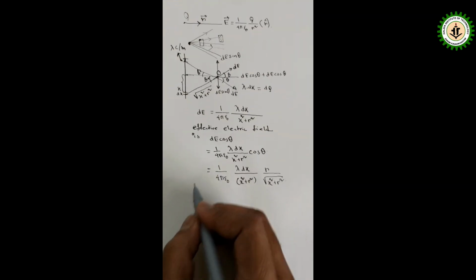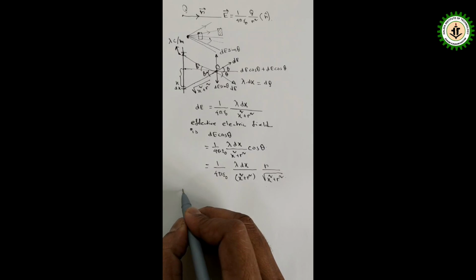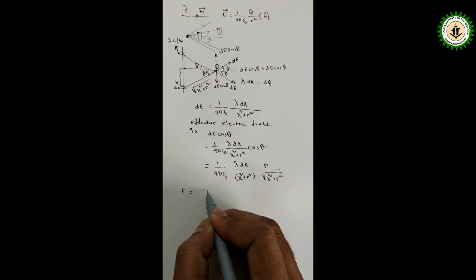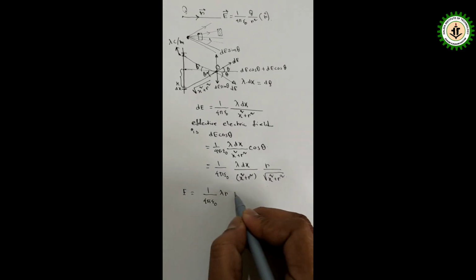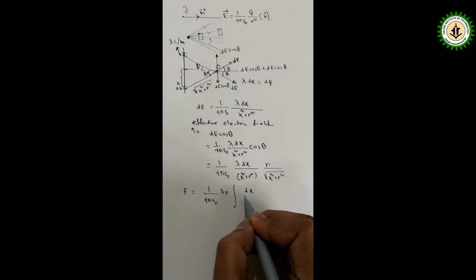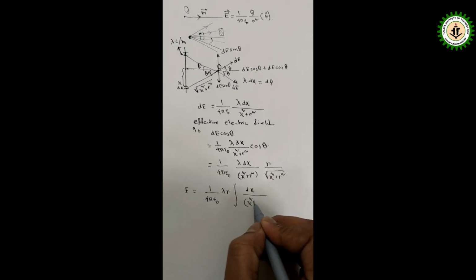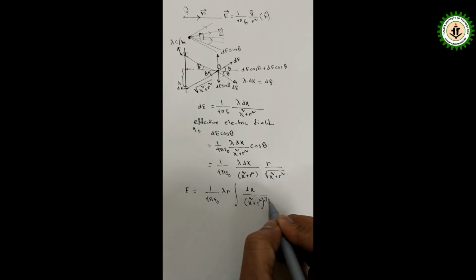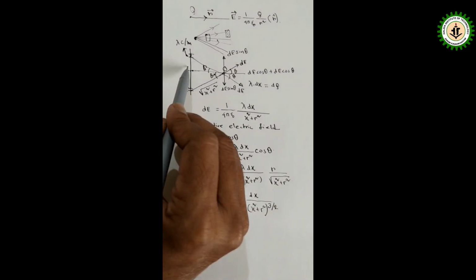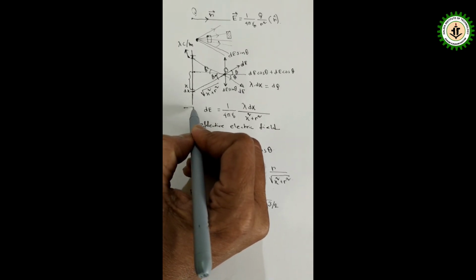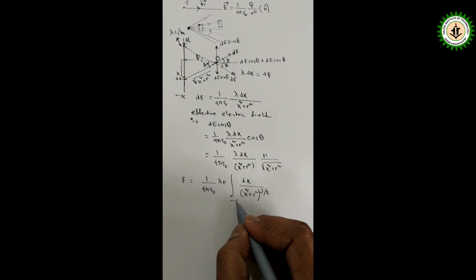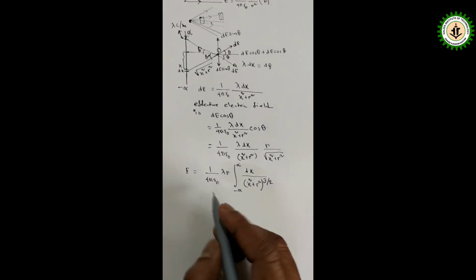Okay. Now when I calculate the total electric field, that is basically 1 by 4 pi epsilon naught lambda into r, integration of dx by x square plus r square to the power of 3 by 2. And what will be the limit? If I consider this is 0, so this point, if we are talking about an infinite wire where this is minus infinity, this point is plus infinity, so the limit will be minus infinity to plus infinity.